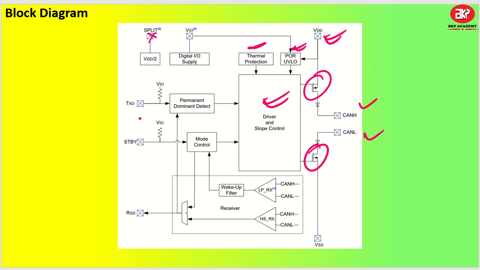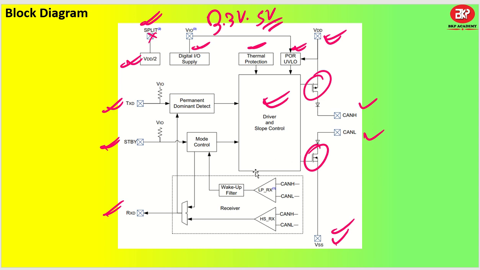As you can see, this cross signal is giving you the pin output, and inside it has the functionalities. The split pin has the capability of giving you a voltage reference output, which will be equal to VDD by 2. If it has the VIO pin, then the digital IO supply will be given. Let's say you can give 3V3 or 5-volt also, anywhere from 1.8 to 5.5 volts. We have transmit data input, we have standby mode, we have RXD, and we have VSS, that is ground. So this is how the complete block diagram is laid out for this particular IC.